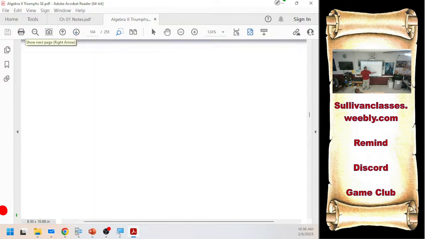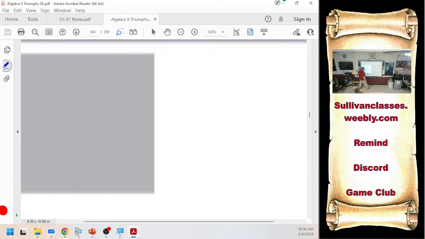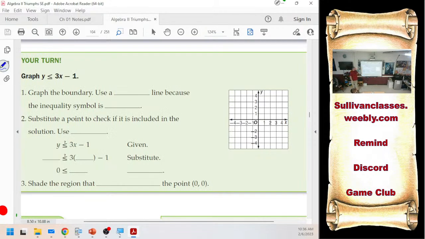So, graph the boundary line. Look at the inequality. Will I use a solid or dotted line for this guy? More ink here still means more ink there. I'm going to say solid because the symbol is or equal to. All right, where do I start? We're assuming that we know this. -1.